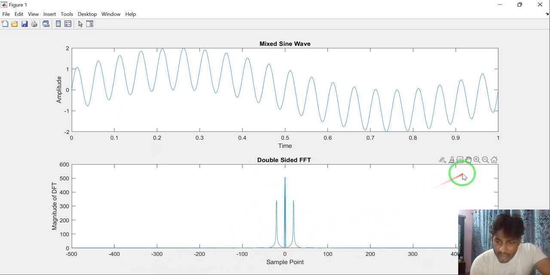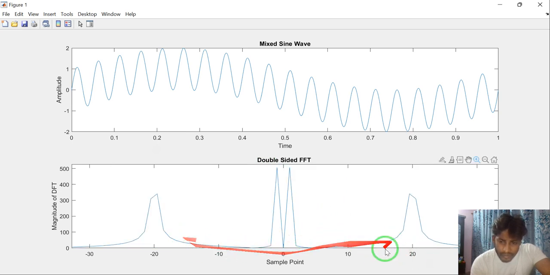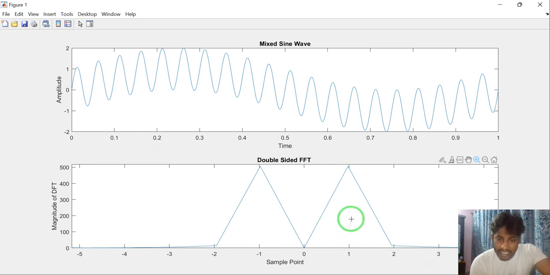Okay, just maximize it, just zoom it to see it. See, here frequency mean is 20. It means this frequency is 20 hertz. Here frequency mean is 1. Just zoom again to see the exact value. See here 1. It means there are two frequencies, 1 hertz frequency and 20 hertz frequency. We can clearly see this in the frequency domain.